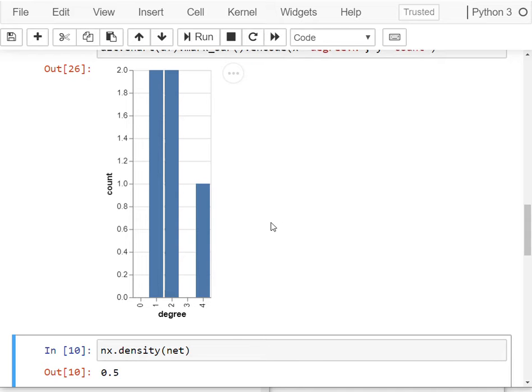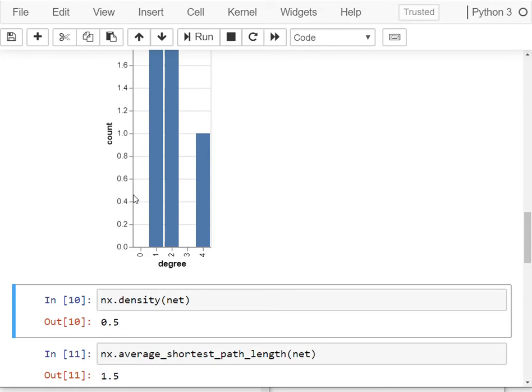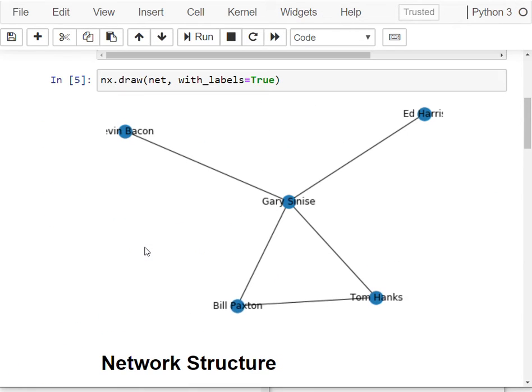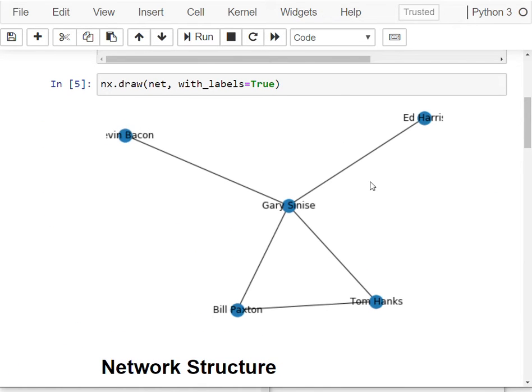Another measurement that characterizes the structure of the network is called the density. Basically, this is the number of edges in the network divided by the number of all possible edges in the network. If we take a look at our network here, we can see that we have 1, 2, 3, 4, 5 edges. How many edges are possible to have in this network? Well, this network has 5 nodes, so we have 5 times 4 divided by 2 for a total of maximum 10 edges if this network is one big clique.